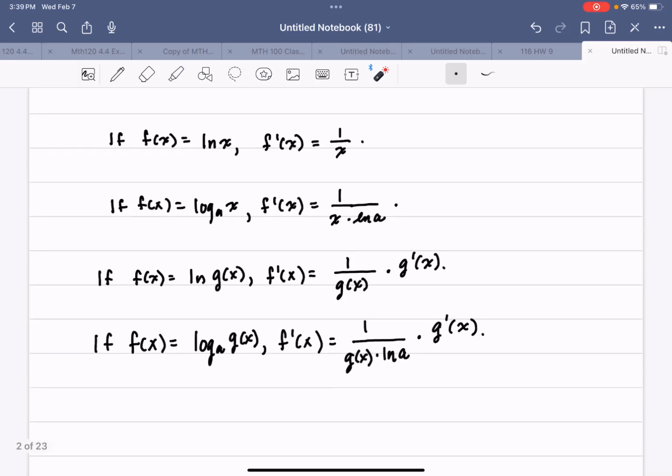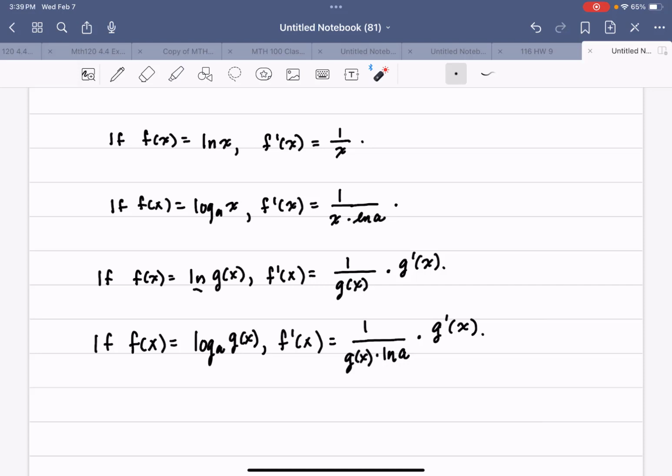However, if our function is a logarithm that contains another function, so like the natural log of g of x, our derivative is 1 over that function, g of x, and we have to chain rule on the derivative of that internal function, so times g prime of x. That's for base e or natural logarithmic functions.